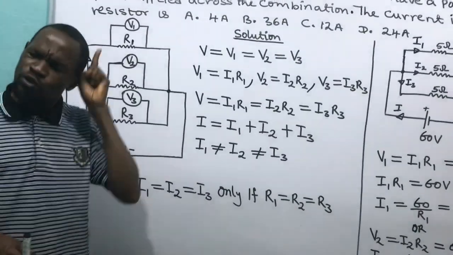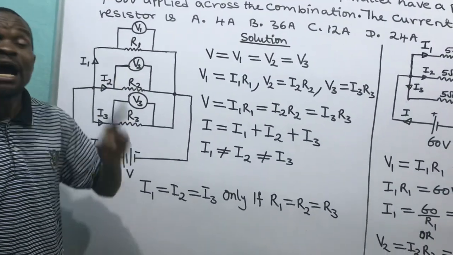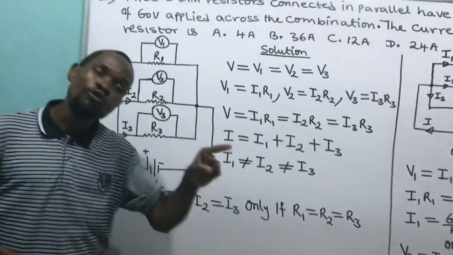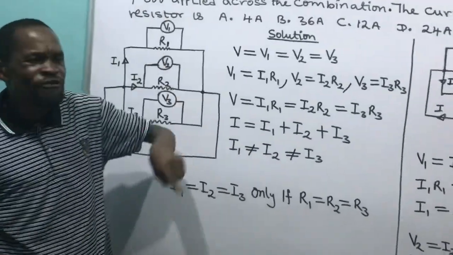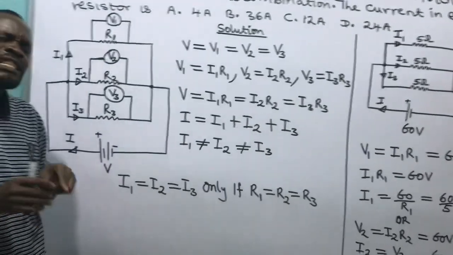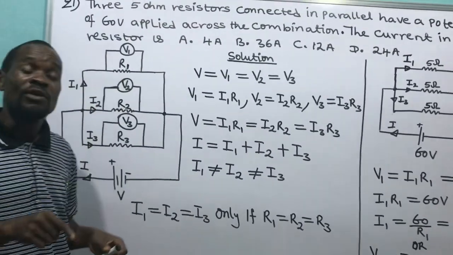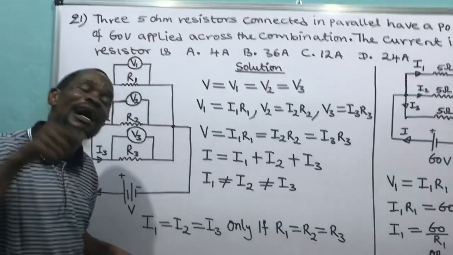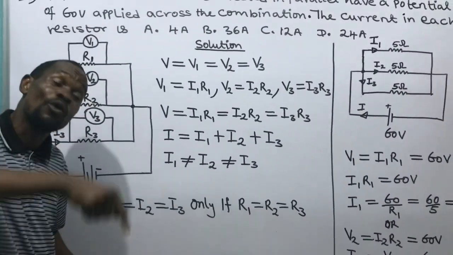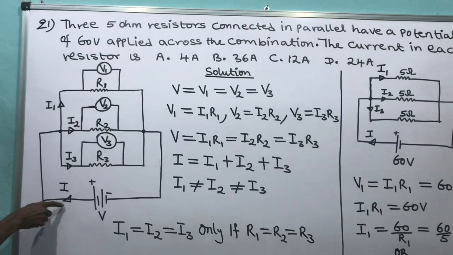For me to know that two or more resistors are in parallel, different current will flow through them. Means that different current or different charge will flow through them. The current that flows through them is not the same. Immediately the current that flows through them is not the same, I know that those resistors are connected in parallel. Look at this current now.